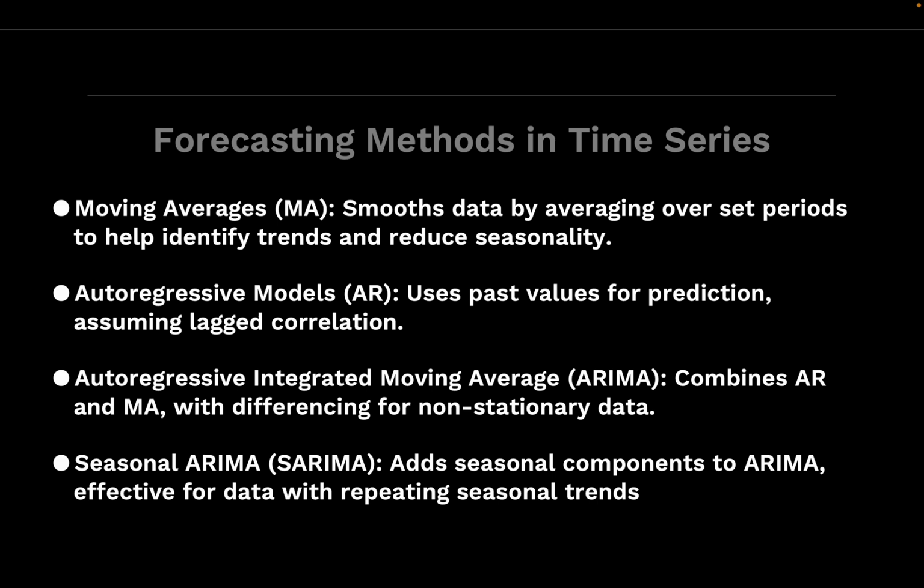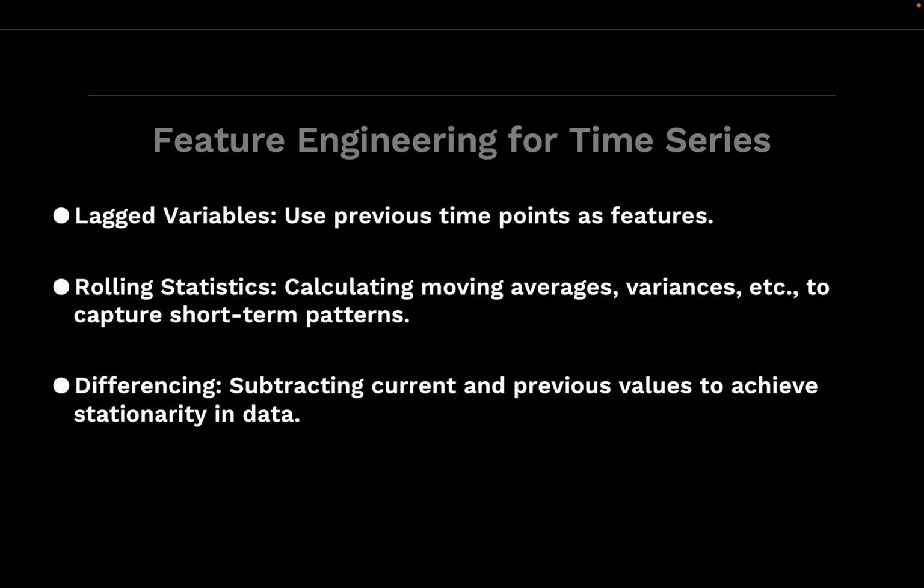Next would be ARIMA. ARIMA combines AR and moving average with differencing for non-stationary data. ARIMA and SARIMA could also be considered a kind of AI model, not a fully functional AI model, but a time series AI model. These are related to the LSTM architecture. Next, coming to SARIMA, it adds a seasonal component to ARIMA, which is effective for data with repeating seasonal trends.